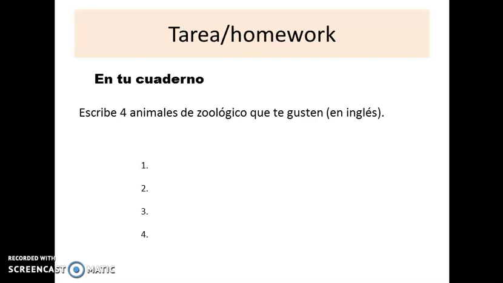Muy bien. Esto es todo por esta clase. Su tarea en el cuaderno. Escribe 4 animales de zoológico que te gusten en inglés. ¿Ok? Ahí tienes cómo lo vas a colocar. Tienes el vocabulario, tienes varios animalitos.